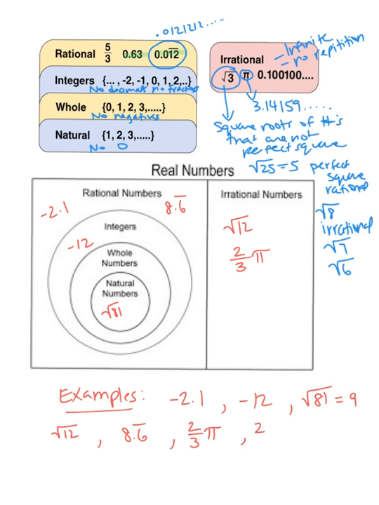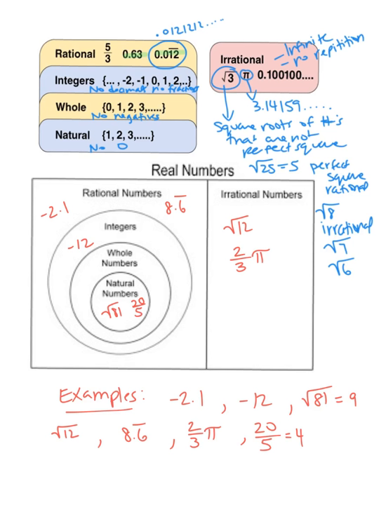Okay, here's another one, 20/5. Now 20/5, if you think about it, is a problem that can be simplified. 20 divided by 5 is 4. So think to yourself, where would I put 4? And 4 is natural. So you would put it right in the middle. 20/5 would go right there. It's natural, it's whole, it's an integer, it's rational, and it's real.